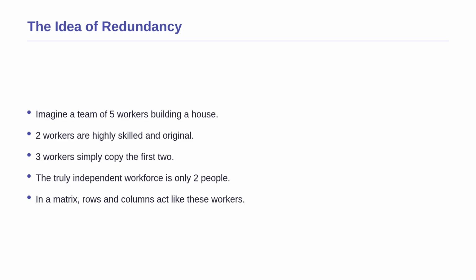To start, imagine you are managing a team of 5 workers building a house. 2 are highly skilled and original, while the other 3 simply copy them. Even with 5 bodies on the site, your truly independent workforce is just 2 people. In algebra, a matrix is exactly like this team. The rows and columns are the workers. Sometimes a row is just a direct copy or a simple combination of others, bringing no new mathematical information. Rank is our way of counting the truly independent workers.